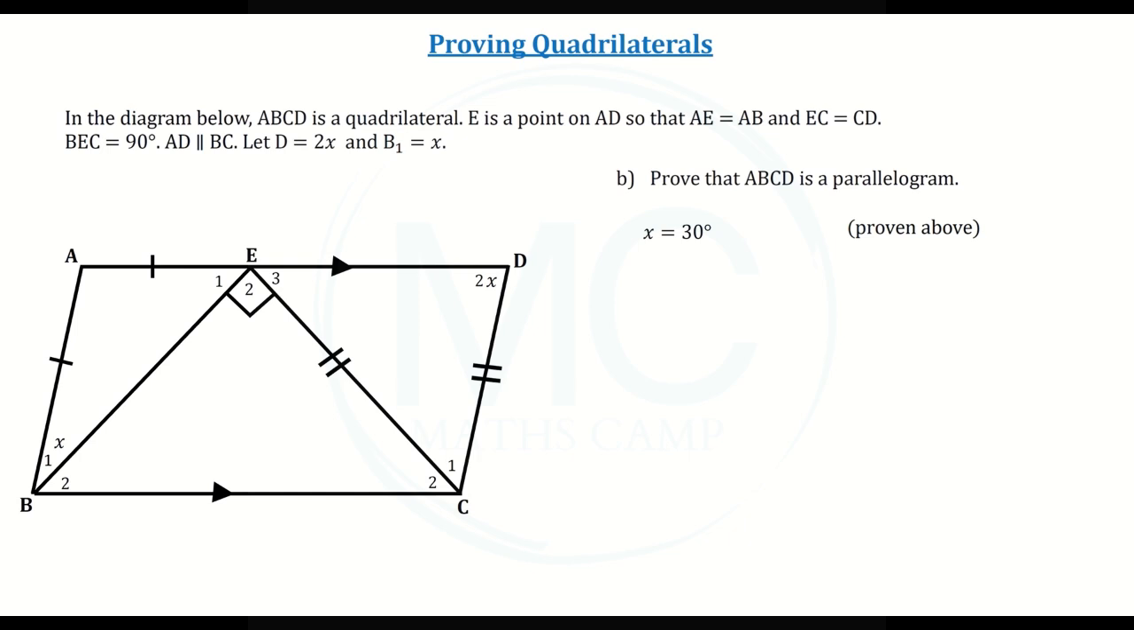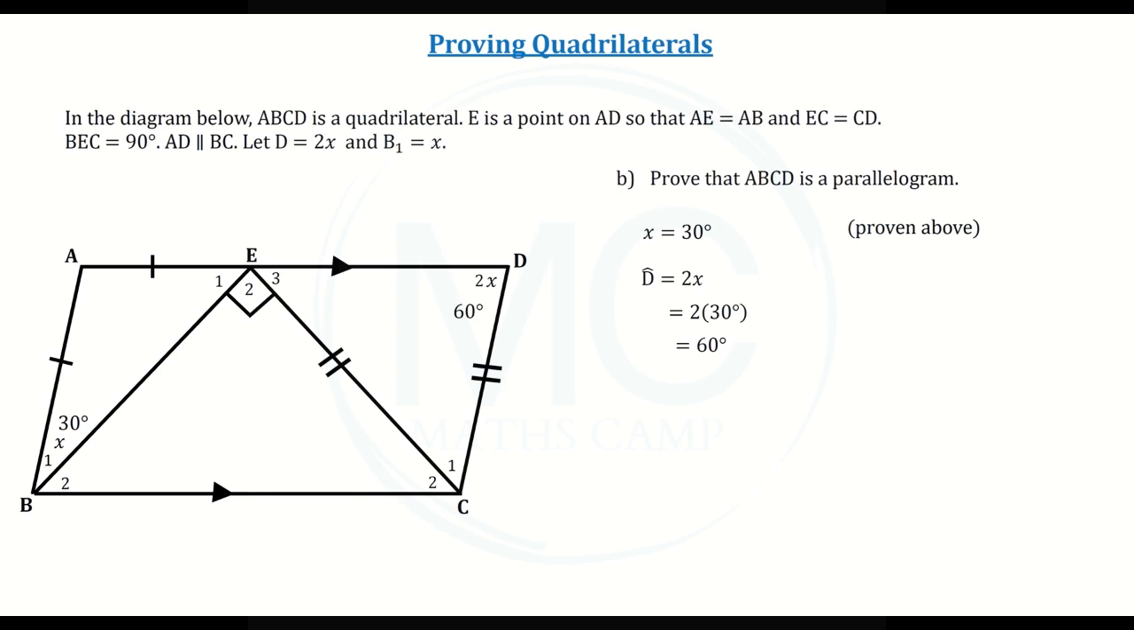Let's put 30 degrees into our diagram at angle B1, which we know is x. We also know that angle D is 2x, so we can say angle D is equal to 2x. We know x is 30, so we say 2 multiplied by 30 degrees, which gives us 60 degrees. This is the size of angle D. So let's put 60 into our diagram.